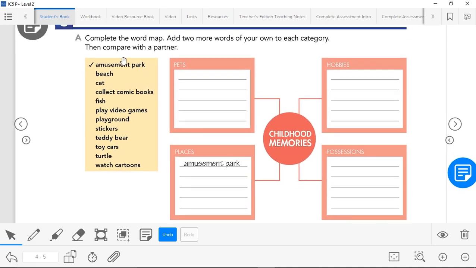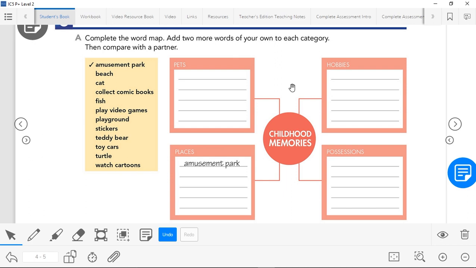And to start with this unit, we're gonna be doing a word power. You're gonna be completing the word map and adding two more words of your own to each category. So we have amusement park, beach, cat, collect comic books, fish, play video games, playground, stickers, teddy bear, toy cars, turtles, and watch cartoons. And here we have pets, hobbies, possessions, and places from your childhood. So take your time to complete this chart. When you finish, you can continue with the video.